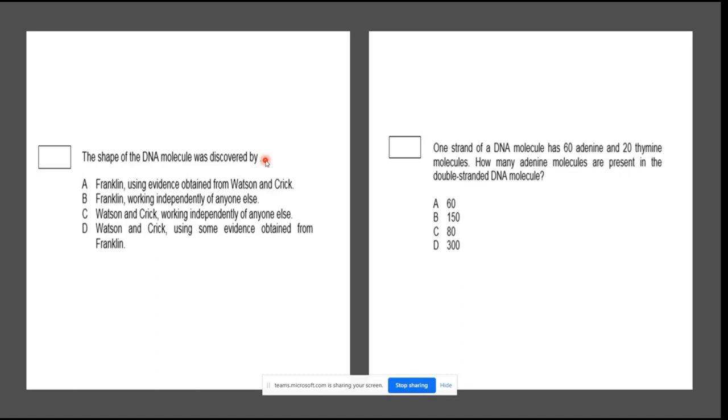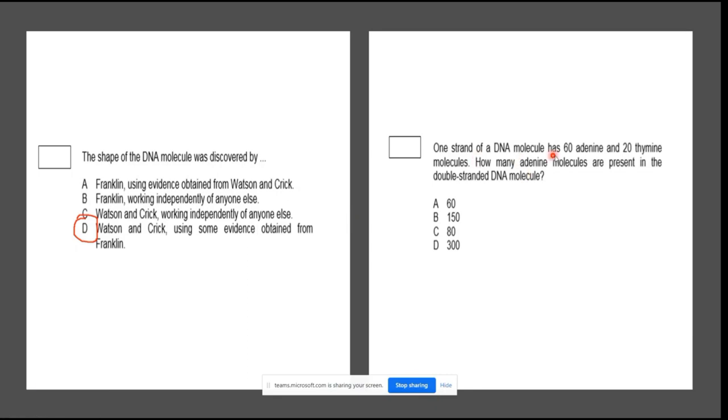Right, and now we know it's something to do with Watson and Crick. So that's just Franklin. No, she discovered the X-ray. Franklin working independently. No. Watson and Crick working independently means alone. No. So the correct option here would be D, Watson and Crick using some evidence obtained from Franklin. And the evidence that they got was Franklin took the first X-ray film of DNA, but she was never acknowledged for that.